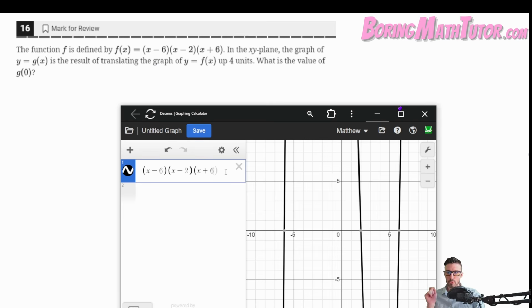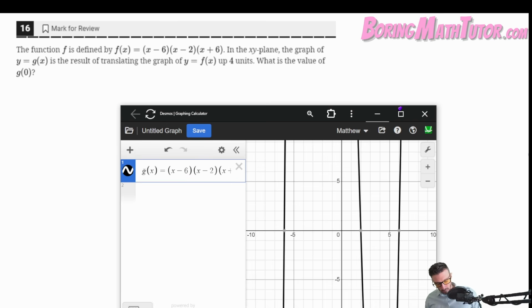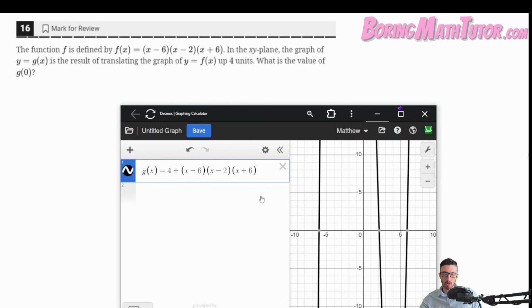All right, so to conserve our brain cells, we are going to open up DESMOS finally. And they're telling us that g of x is the result of translating the graph of f of x up by 4. Now, what I wrote over here is f of x, but if I want to get g of x, then I'm going to need to put 4 plus whatever f of x was.